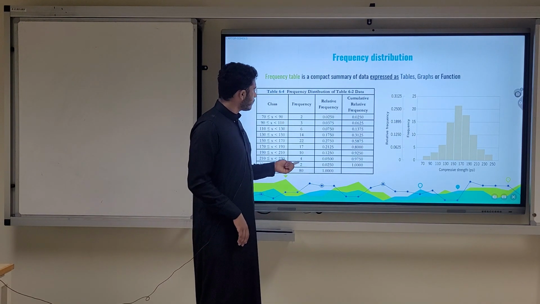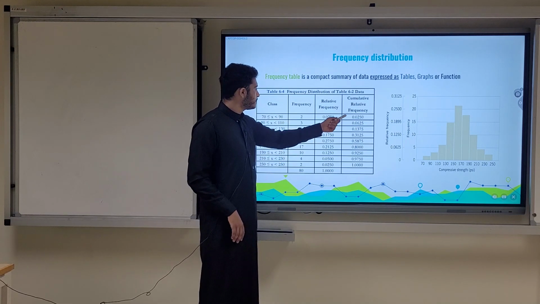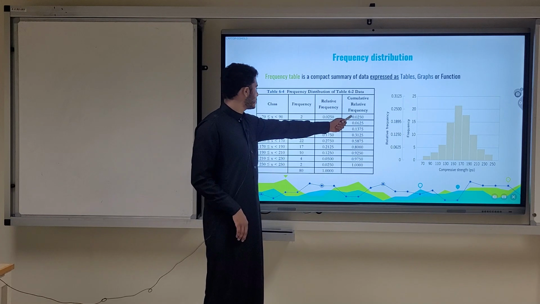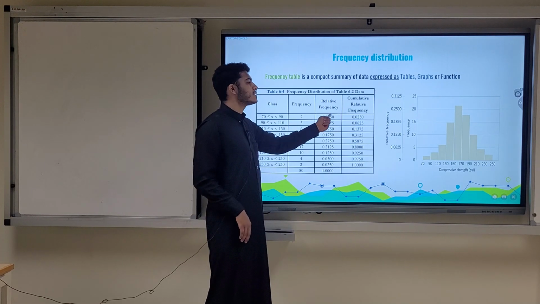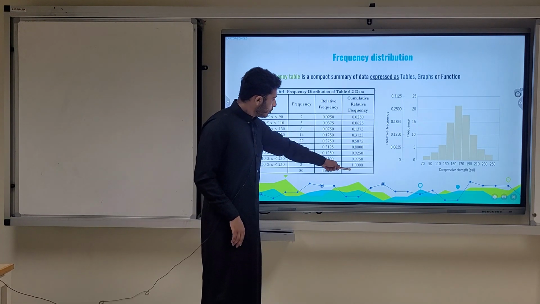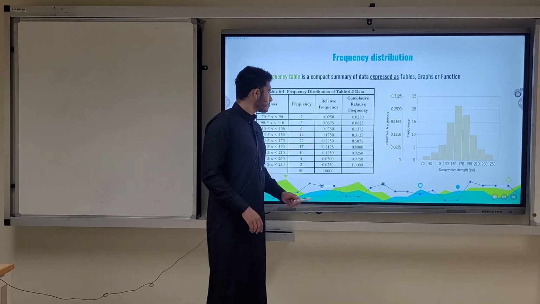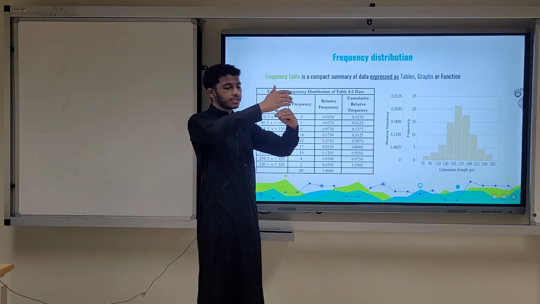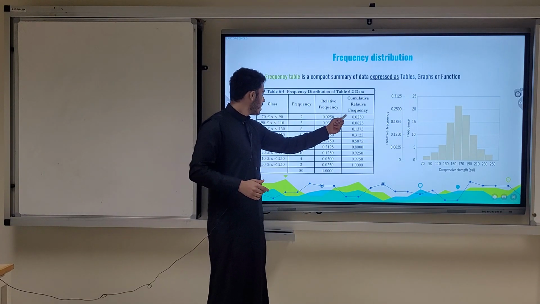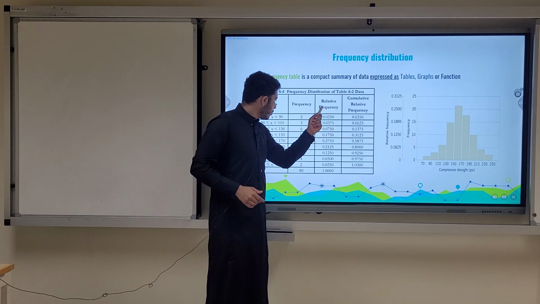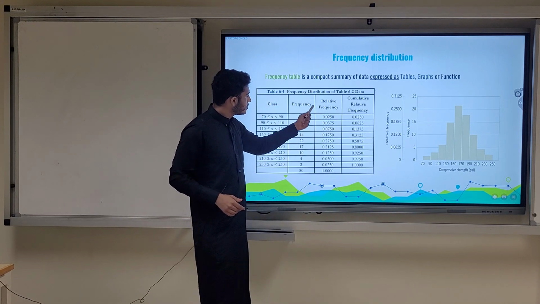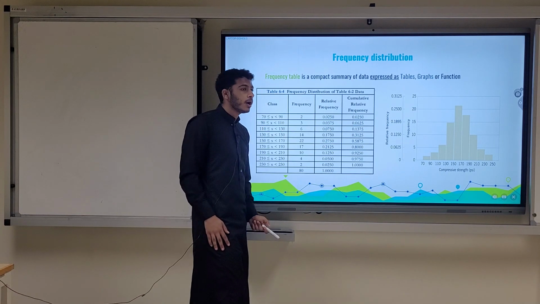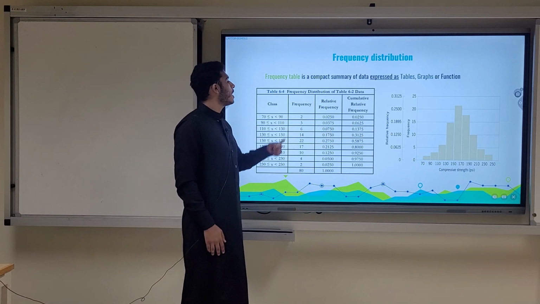Well, the cumulative relative frequency. For the first class, it's just the same as the relative frequency. But the more you go, it changes, because it's cumulative. You keep adding on top, you just keep summing. So here in the second one, originally in the relative frequency it's 0.0375, but here it's 0.06. Why? Because we added the one above.